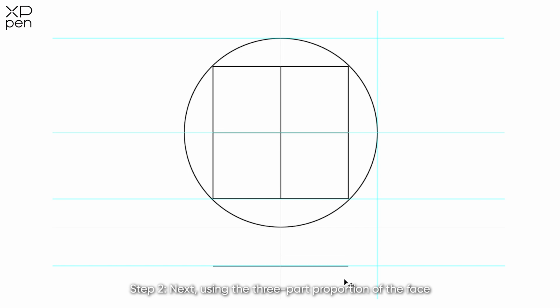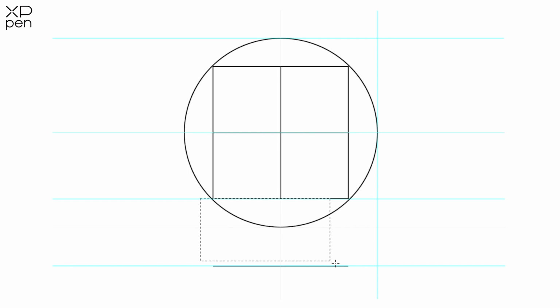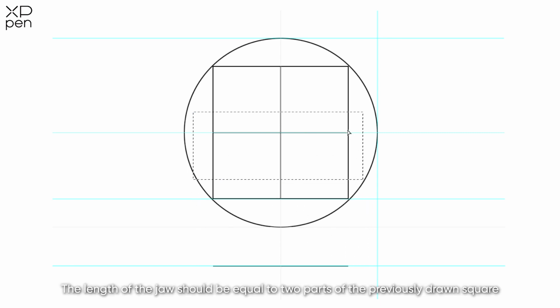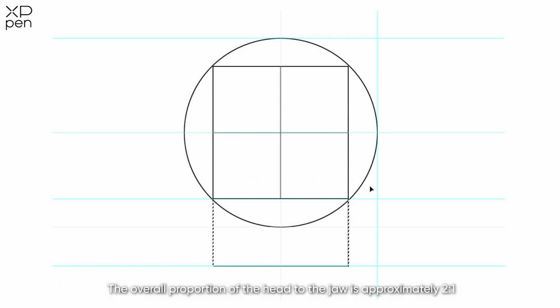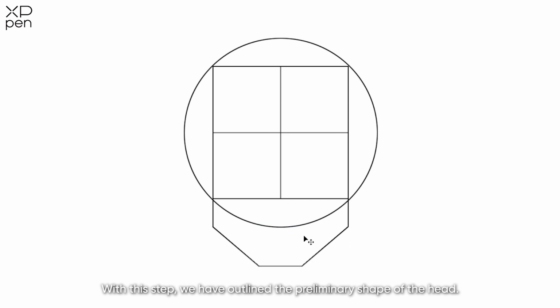Step 2. Next, using the 3-part proportion of the face, sketch the jawline downward. The length of the jaw should be equal to 2 parts of the previously drawn square. The overall proportion of the head to the jaw is approximately 2:1. Once this proportion is established, it plays a crucial role in shaping the overall structure of the head. With this step, we have outlined the preliminary shape of the head.